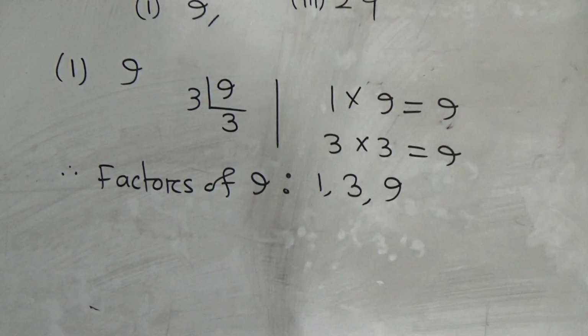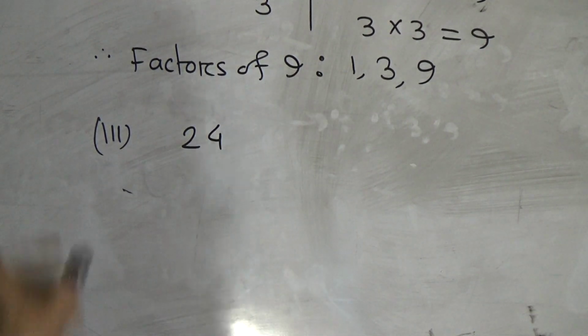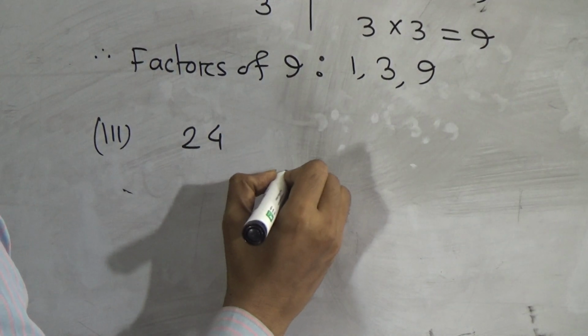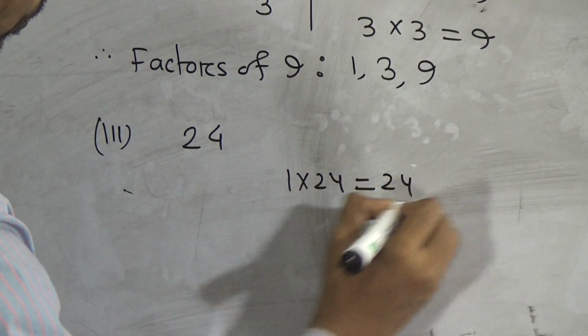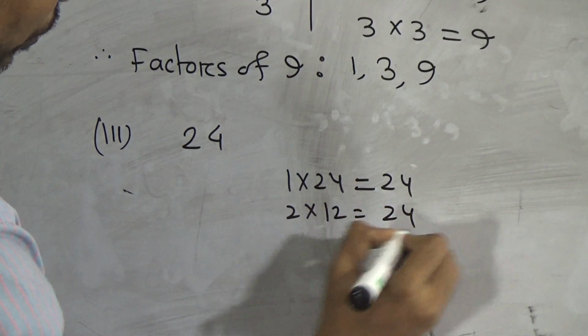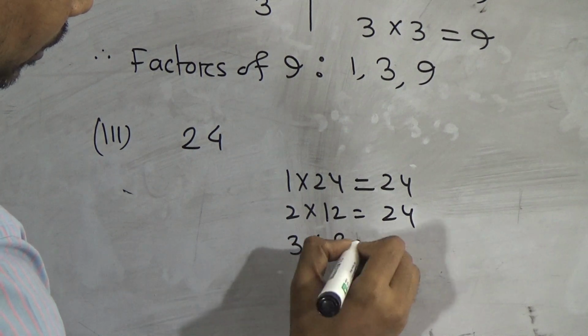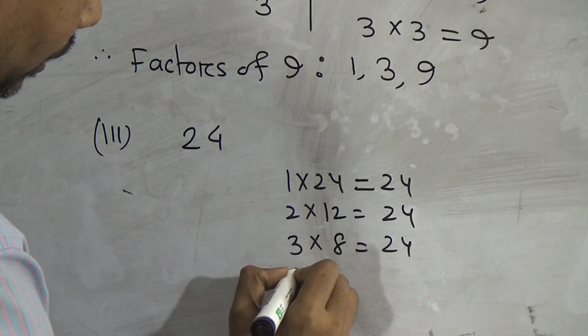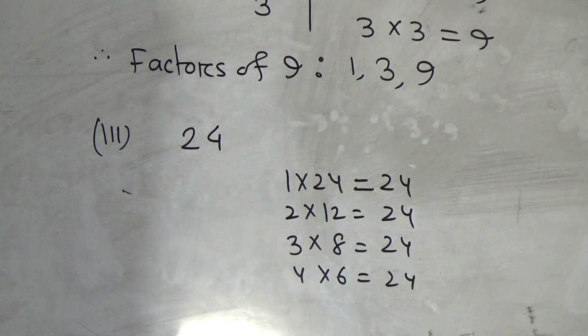Now, see question number 3, 24. 24. Okay, similarly, you can break like this way. 24, 1 into 24 equal to what? 24. Then 2 into 12 equal to 24. Then 3 into 8, 3 eights are 24. Then 4, 6 are 24. Okay, student?